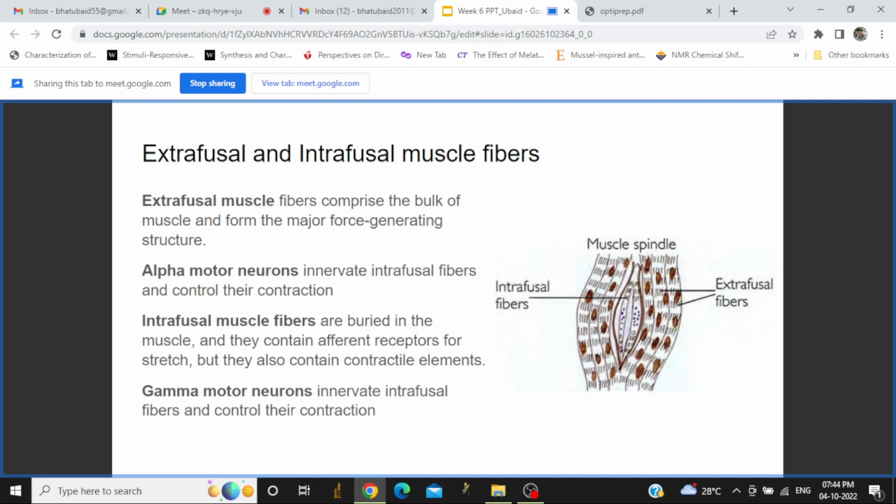So there are two types of muscle fibers in the muscle spindle: extrafusal fibers and intrafusal fibers. The extrafusal fiber is the main bulk of the muscle fiber, and the intrafusal fiber is the small portion present inside the muscle spindle. They both have a role in contraction of the muscle, and they are different because of the motor innervation they get from the central nervous system.